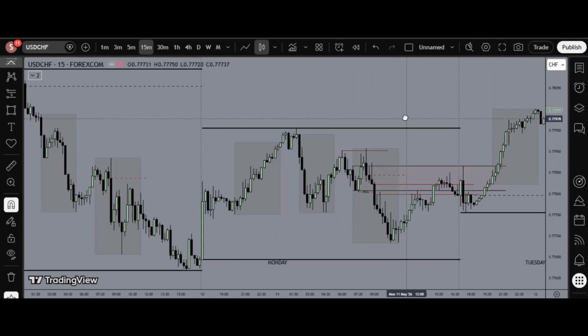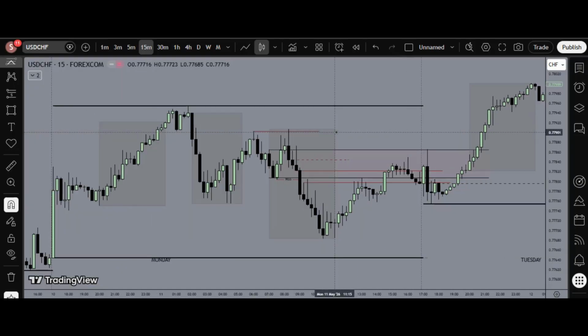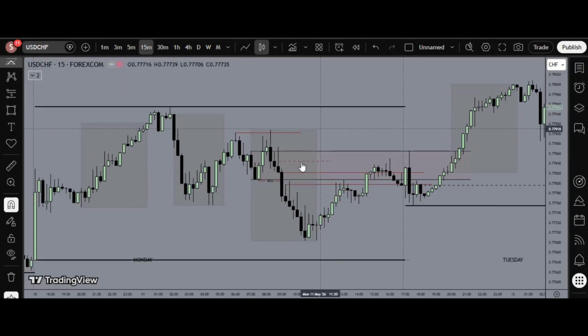All right, so look at this. Is this not a perfect breaker? This is a perfect breaker block. But look at what happened. Now take notes. Price took liquidity. Is this a major liquidity? No, this is London high. If you want to trade during New York, wait for price to take New York high, session high.